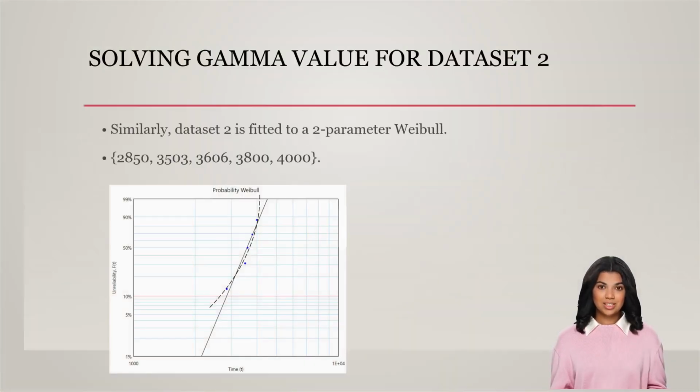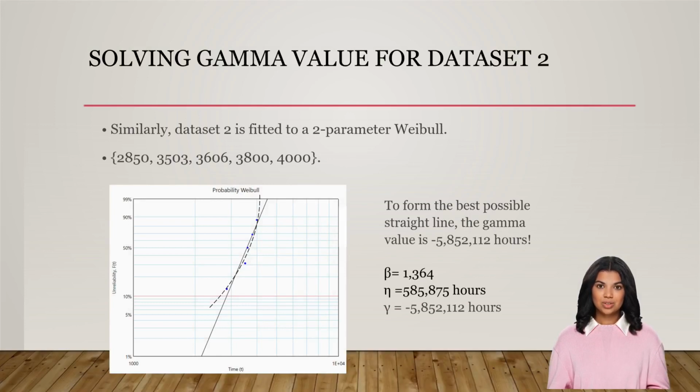Let's proceed to analyze Dataset 2. The expected gamma value is close to 2965. Since the smallest failure point for Dataset 2 is 2850, it should be somewhere below 2850. Notice that the data points form a curvature facing upwards. To form the best possible straight line, the gamma value is about minus 5.9 million hours. We have a negative gamma. The corresponding beta and eta are around 1,400 and 59,000 respectively. And we have a beta value that is way beyond 50.